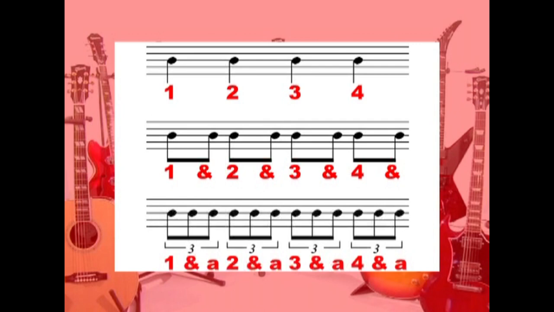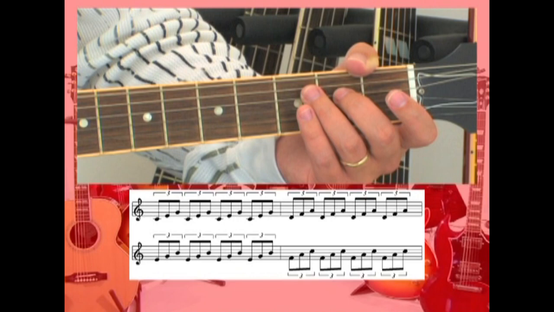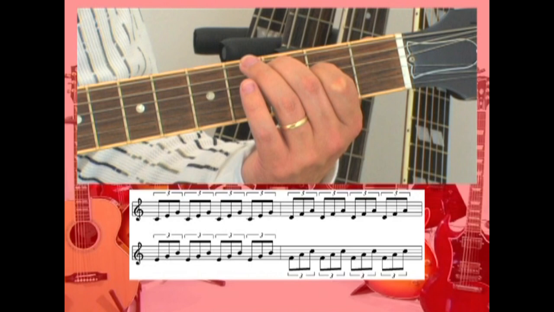Triplets divide each count into three pulses and are counted 1 and, 2 and, 3 and, 4 and. Here is an exercise using triplets to play each note of our chords individually. This is called an arpeggio.